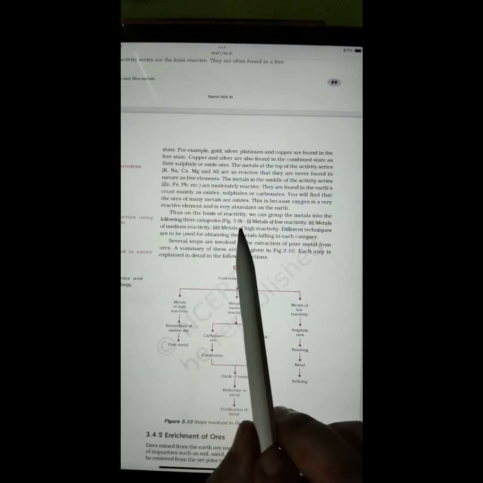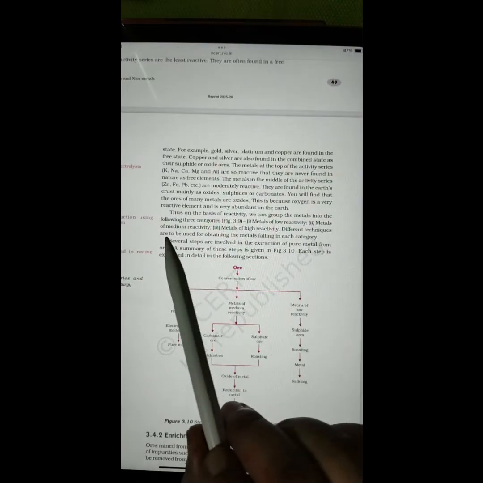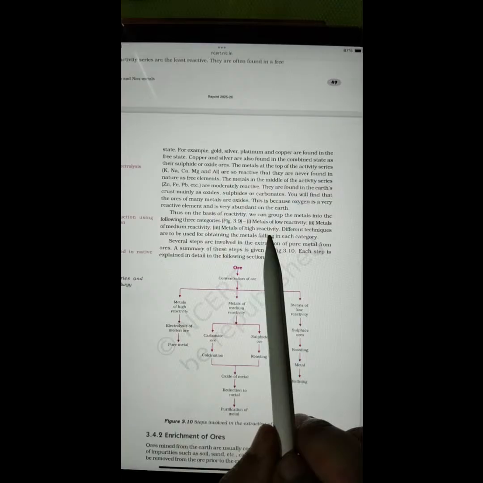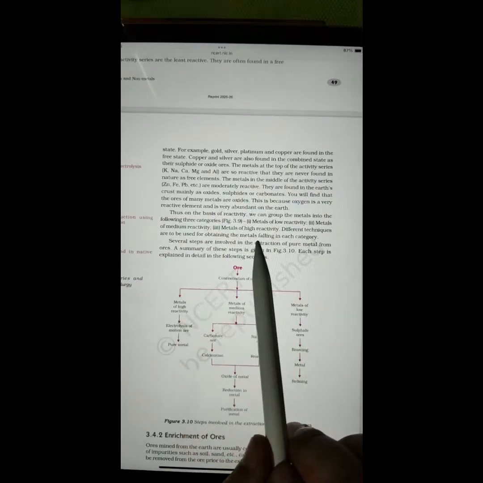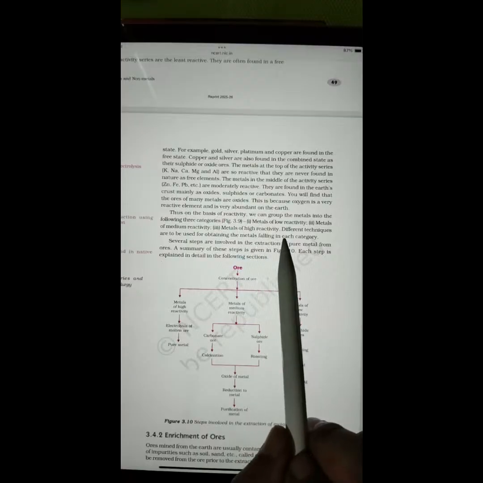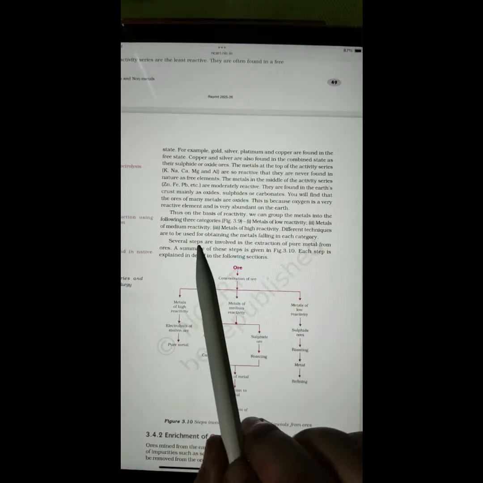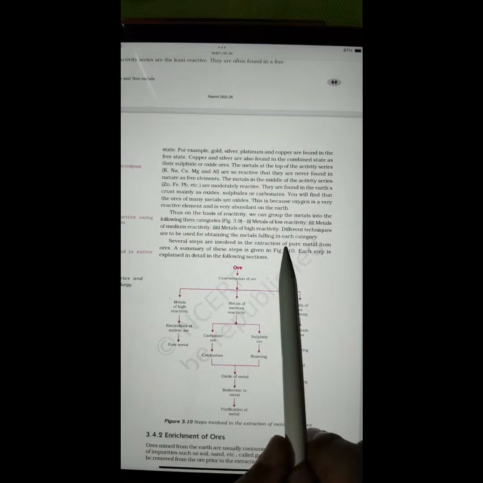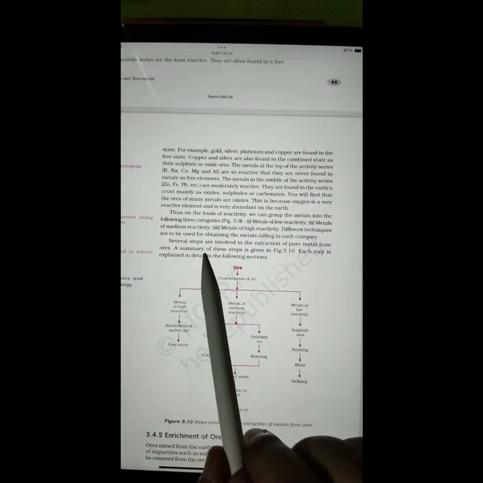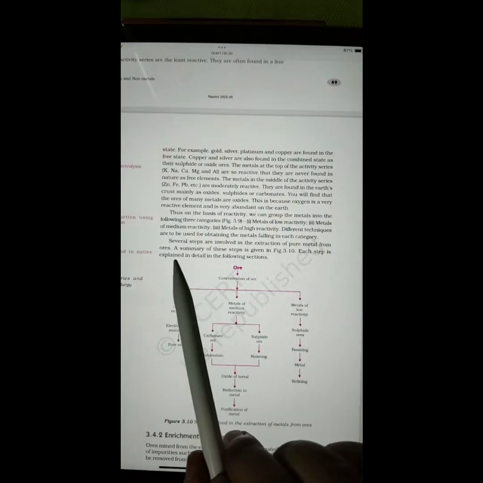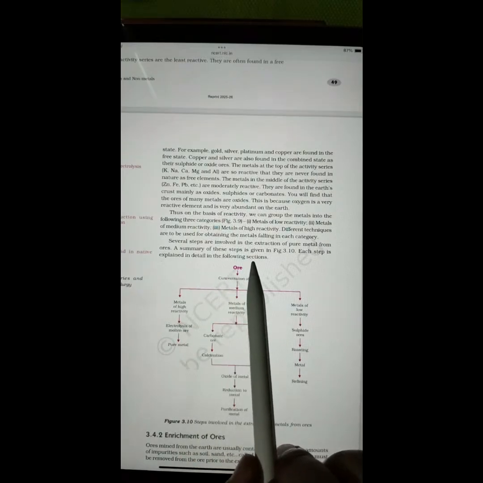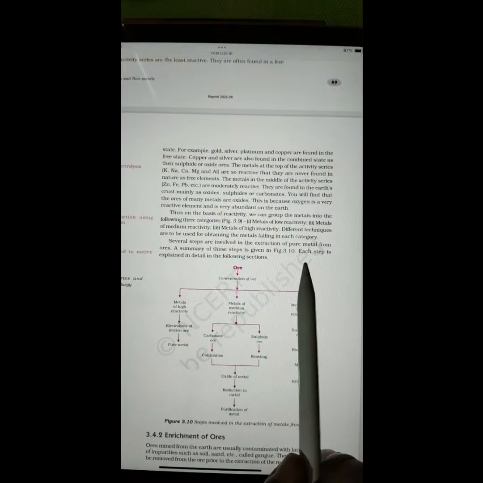Thus, on the basis of reactivity, we can group the metals into the following three categories: metals of low reactivity, metals of medium reactivity, and metals of high reactivity. Different techniques are to be used for obtaining the metals falling in each category. Several steps are involved in the extraction of pure metal from ores. A summary of these steps is given in figure 3.10. Each step is explained in detail in the following sections.